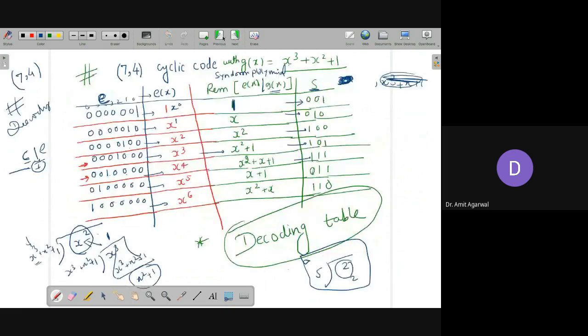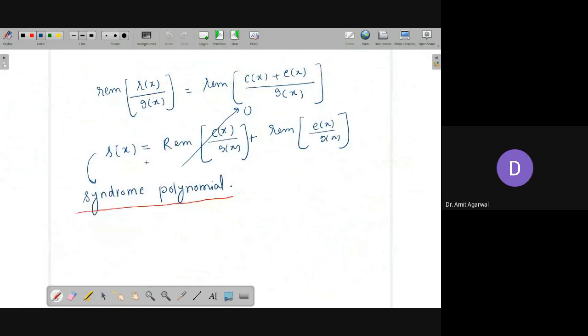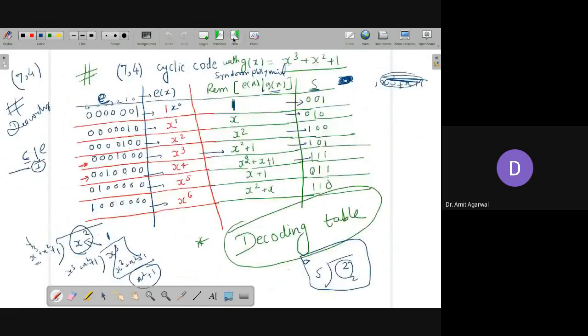Okay, just this point I will clarify. So S(x) is the remainder of R(x) by G(x), or the remainder of E(x) by G(x), so it is of n minus k degree. So the syndrome will be of k minus 1 degree, correct? So k is 4, minus 1 is equal to 3. So there are 3 bits in the syndrome.